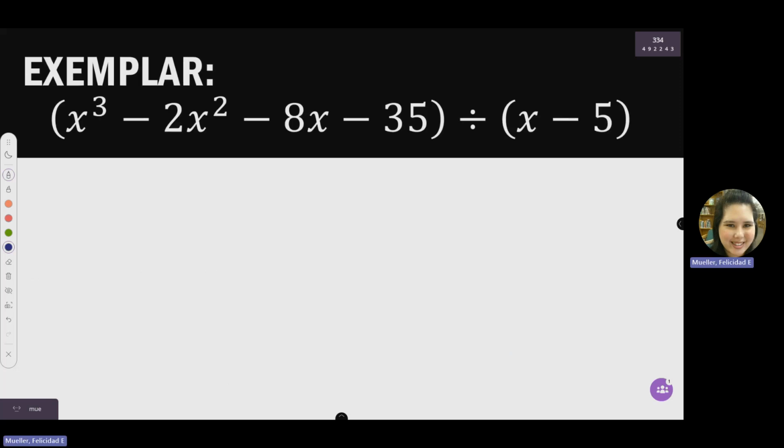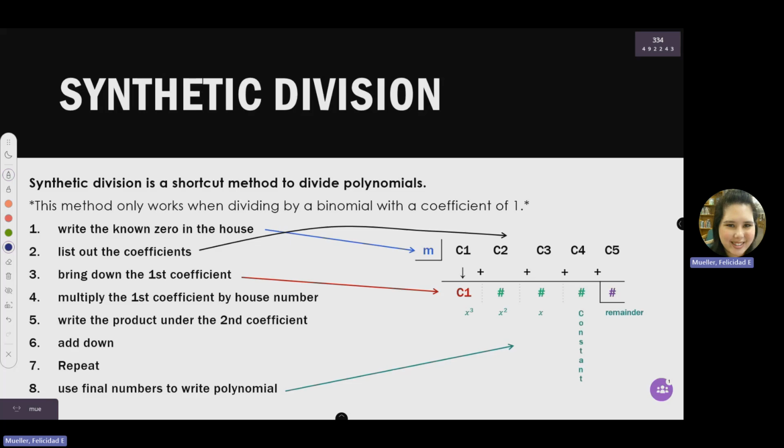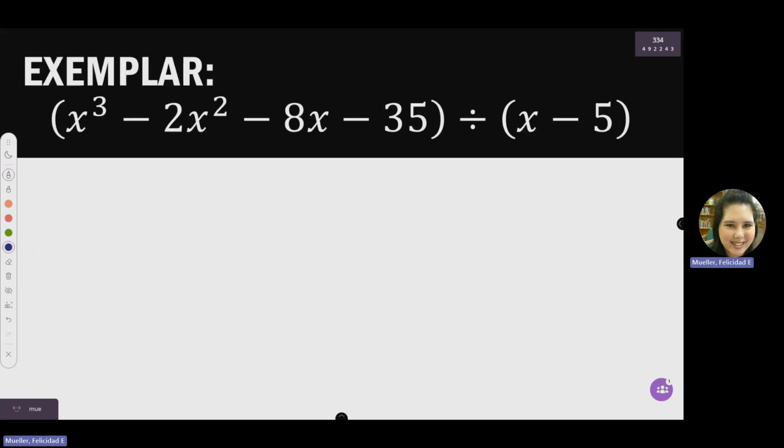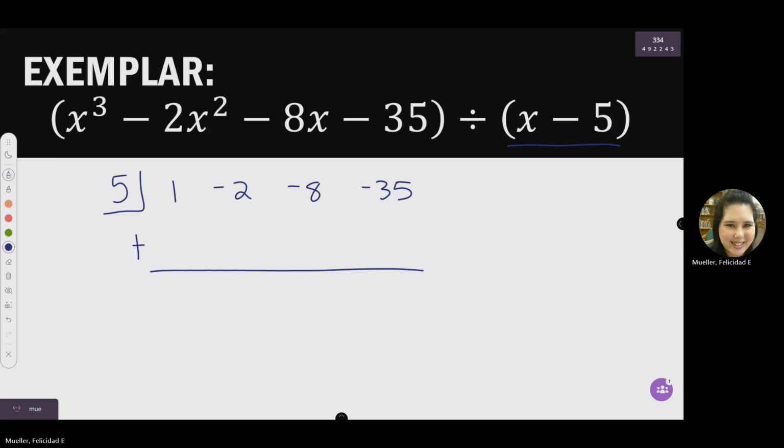So we're always going to do, and if you look at this previous one, the known 0 in the house, the known 0 is what you get when you solve this for x set to 0. So it's always opposite of what you see. So in the house, I'm going to put a 5. I'm going to list my coefficients. My coefficients are 1, -2, -8, -35. And we are always pretty much adding, so I don't need to worry about flipping signs this time.